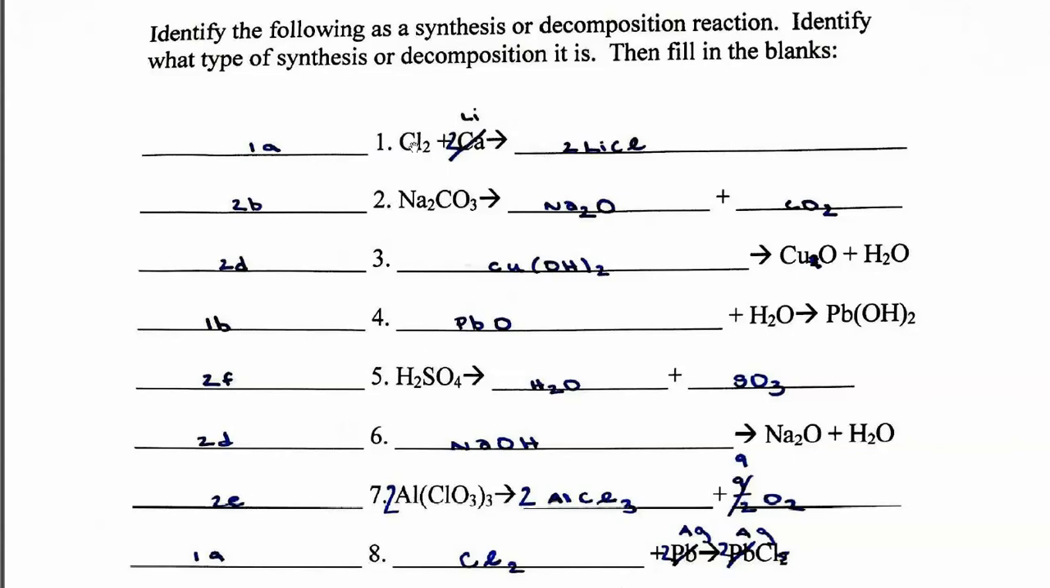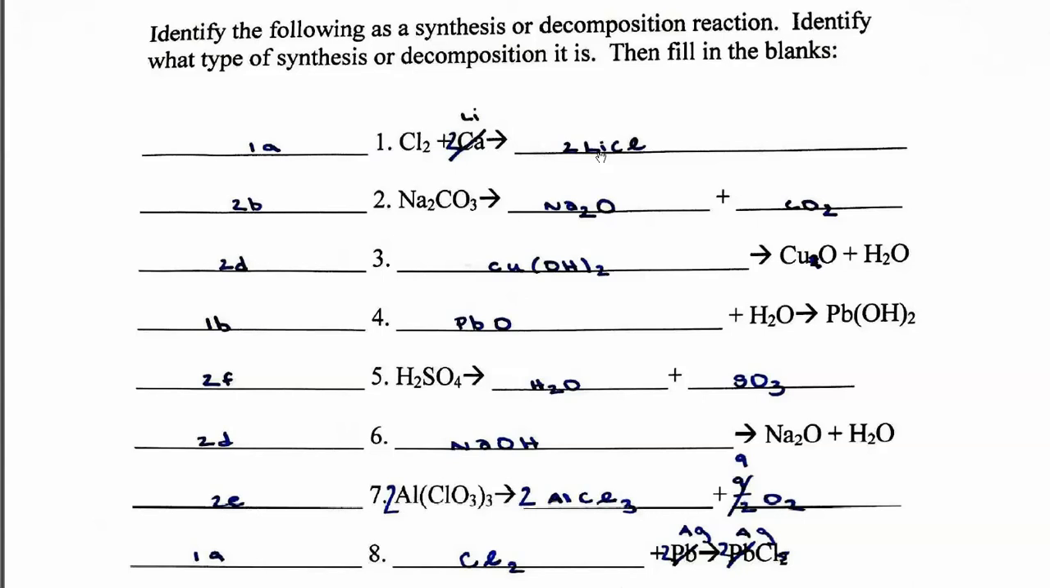So for number one, I take Cl2 and I'm adding Li to it. So this is synthesis because you're only making one product. And I need to cross my charges. Oh, and it's 1A, by the way, because I don't have water in my reactants. So I'm going to take Cl and I need to cross Li and Cl. So the charge of Li is +1. The charge of Cl is -1.